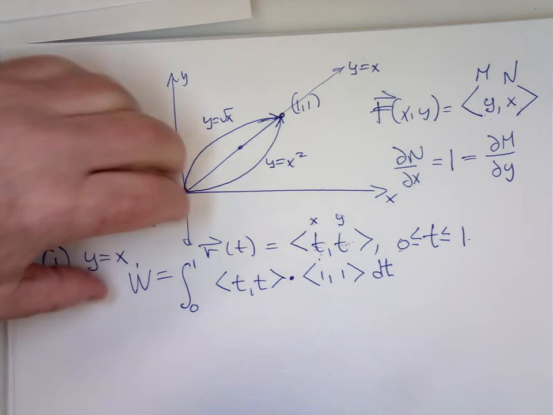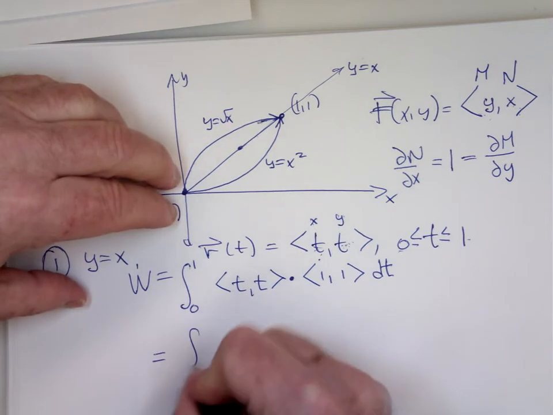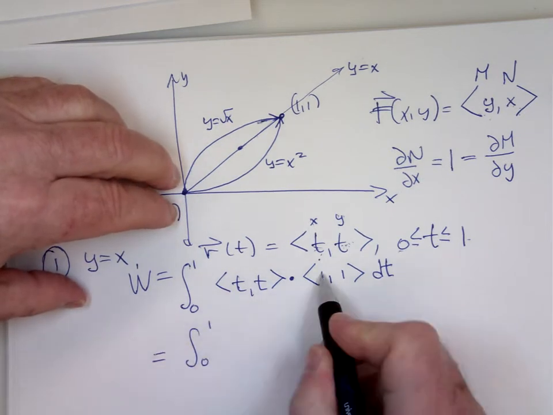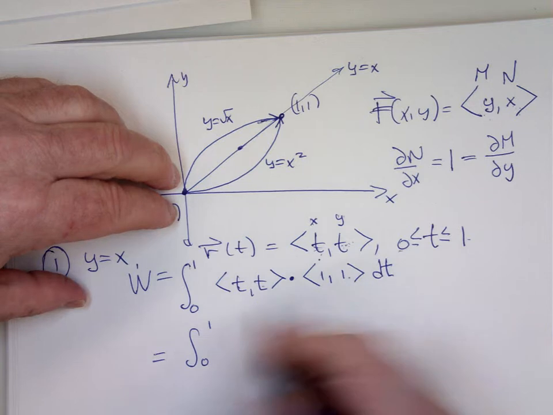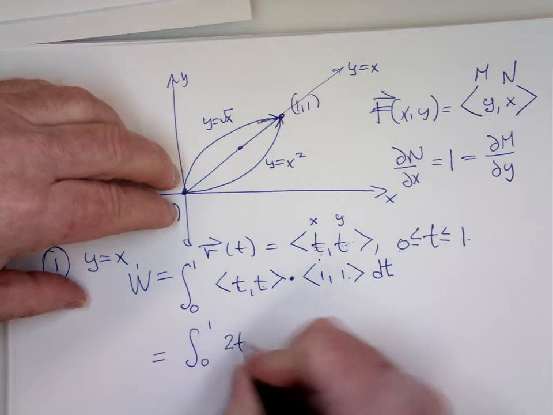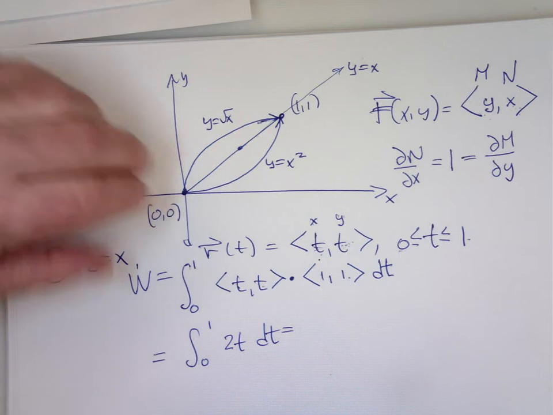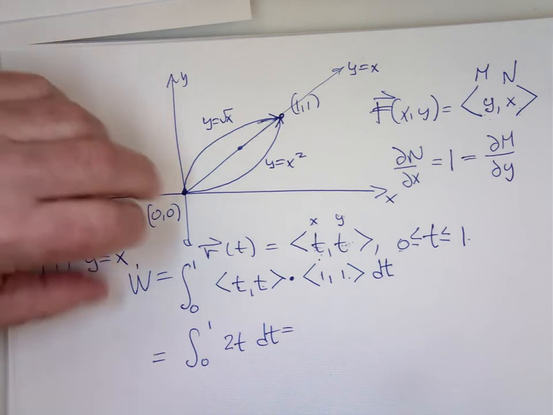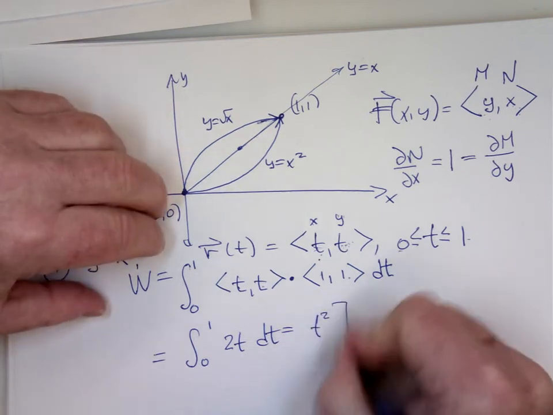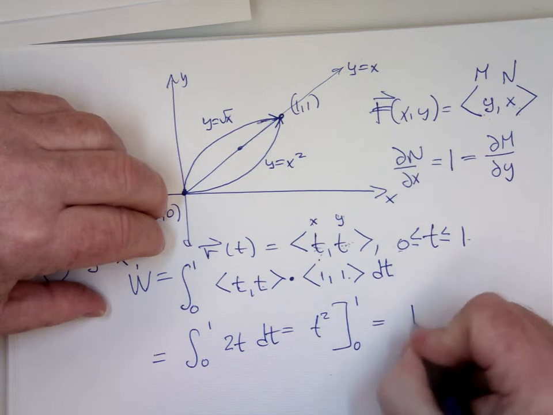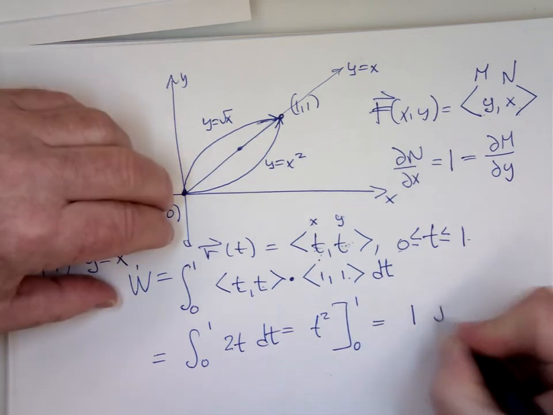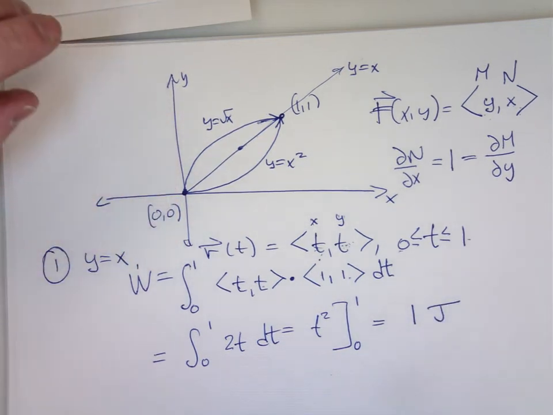in this vector field. 0 to 1, t plus t, take the dot product, okay, it's 2t. Integrate 2t, it's 2t squared over 2. We're going to get 1 unit of work. Joules, we use joules, right? Work units, joules.